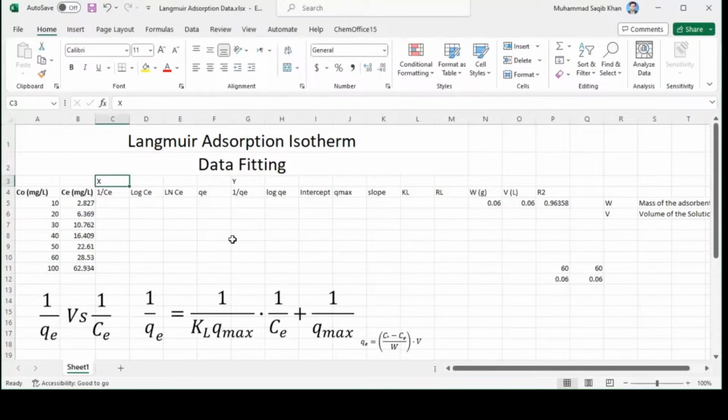Okay, so this is the R square value. Whenever you are fitting, you will have to determine the R square values. Hopefully now you understand how to fit the Langmuir adsorption isotherm on your data.